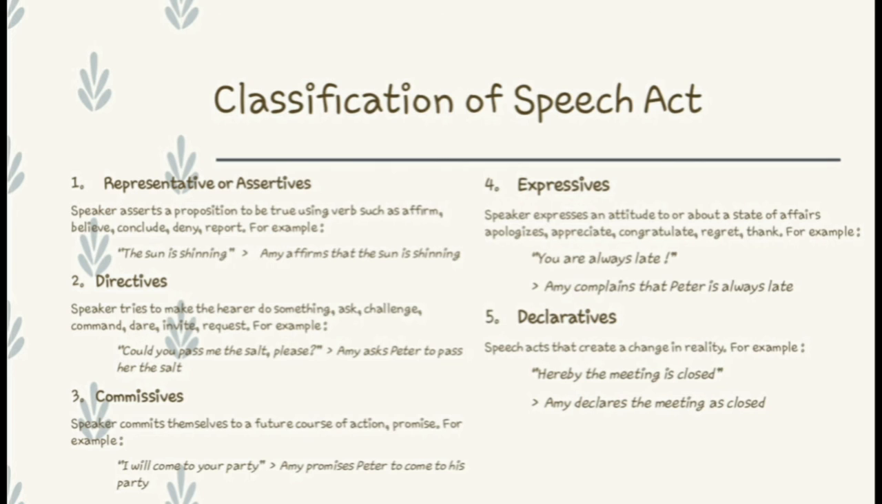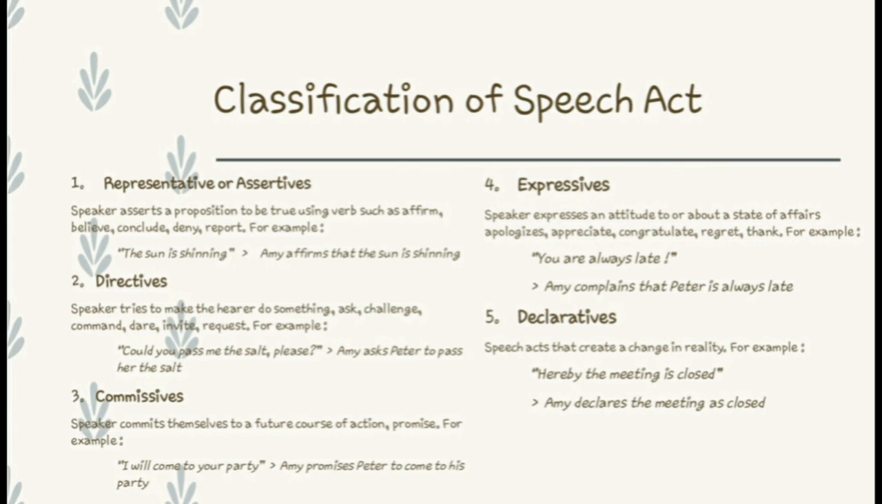And then the third is commissive. Commissive is when speakers commit themselves to a future course of action, such as promising, offering, and refusal. For example, I will come to your party. It could result in Amy promising Peter to come to his party.